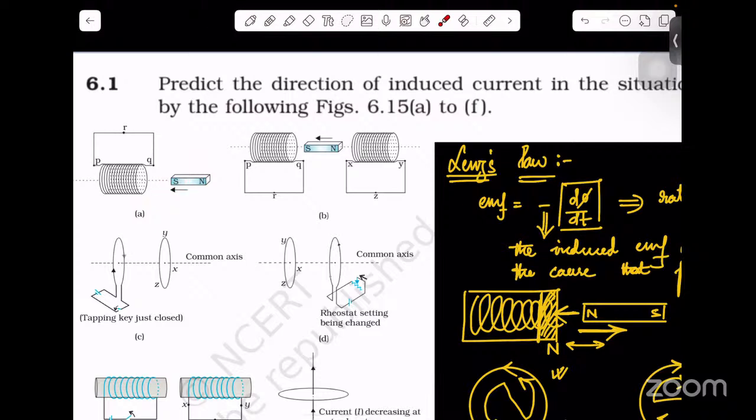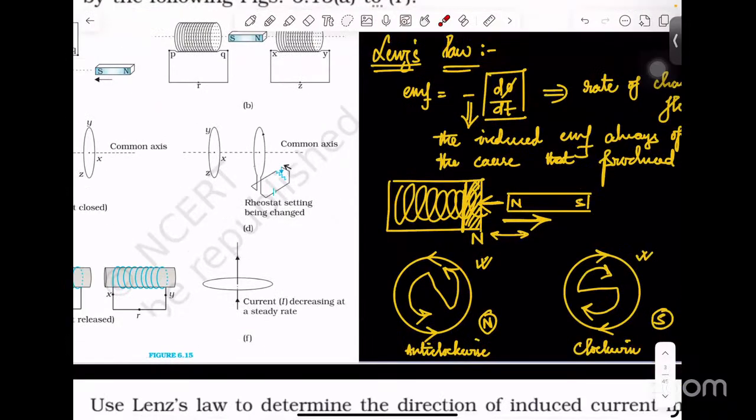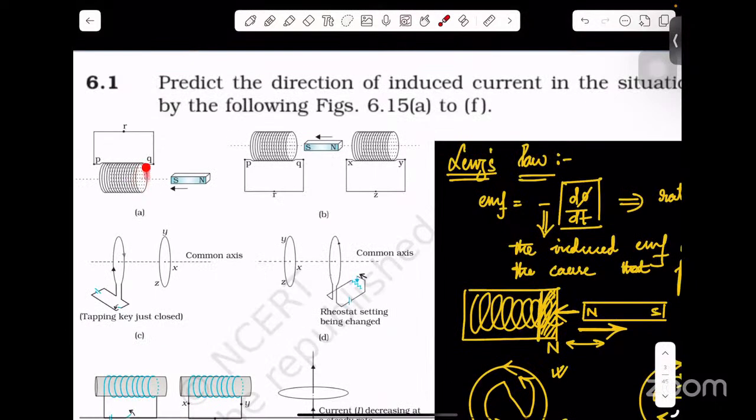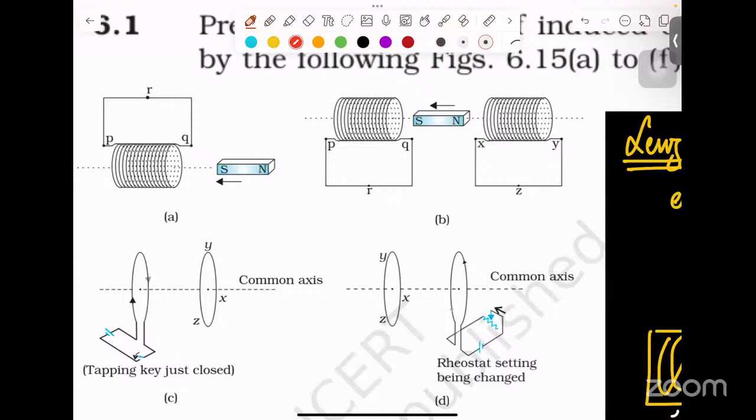Okay. While bringing the south pole to the face of the coil, the current should be such that this side, which I'm highlighting now, should behave as the south pole. And what is south pole? It's the clockwise motion, right? So here the current will be set up in a clockwise fashion, right?